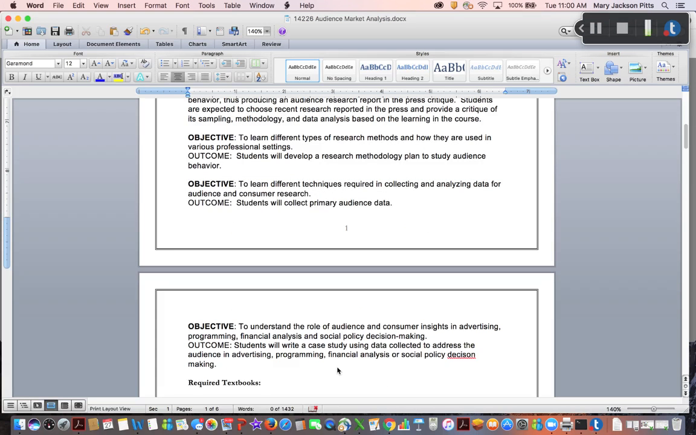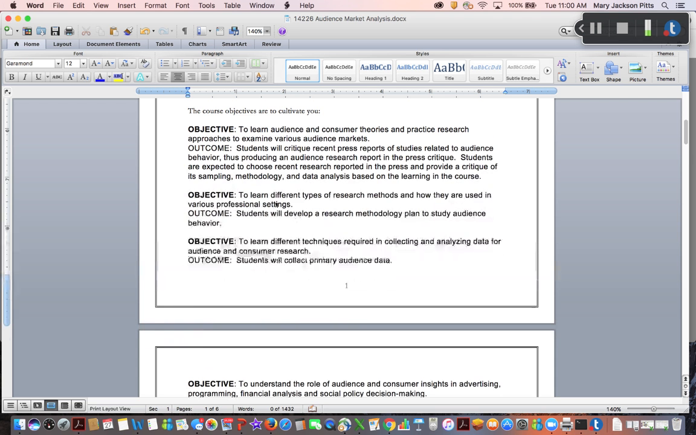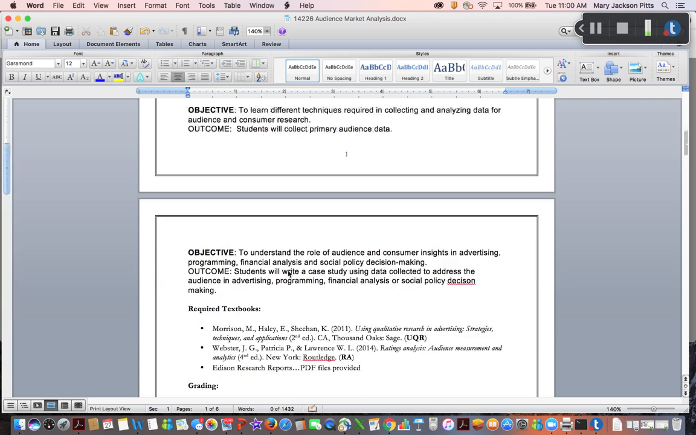And in addition to that, we're going to look at ways in which what we learn impacts programming decisions, financial decisions, and perhaps even social policy decision making. We'll do that through a case study, and I do want to mention that each outcome that we have here should be directed toward completing this case study, which is at the end.